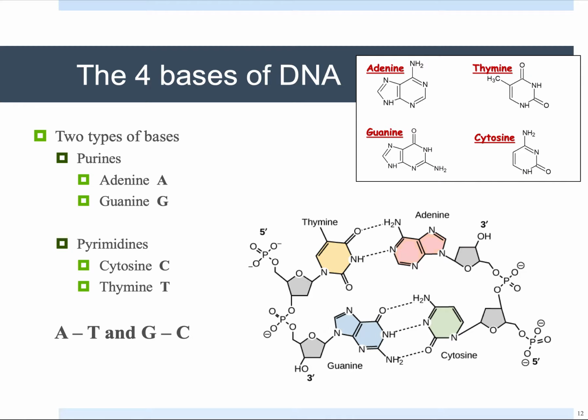So DNA has 4 bases. We have the purines and the pyrimidines. The purines are adenine and guanine, and the pyrimidines are cytosine and thymine. The difference between the two is that the purines have 2 rings. So adenine has 2 carbon rings, guanine has 2 carbon rings, and the pyrimidines have just 1 ring. Okay. And note that adenine will always pair up with thymine, and cytosine will always pair up with guanine.